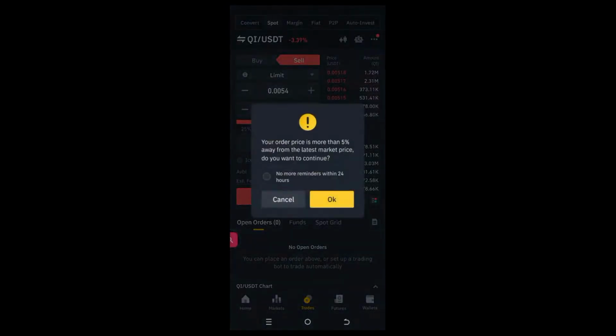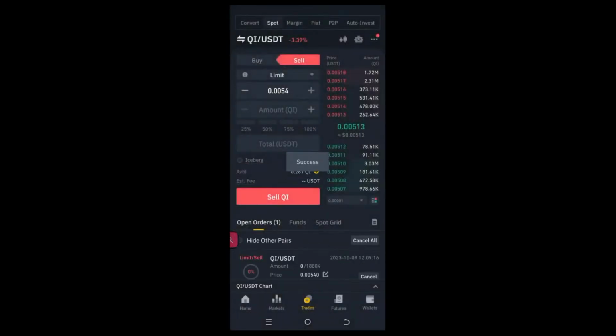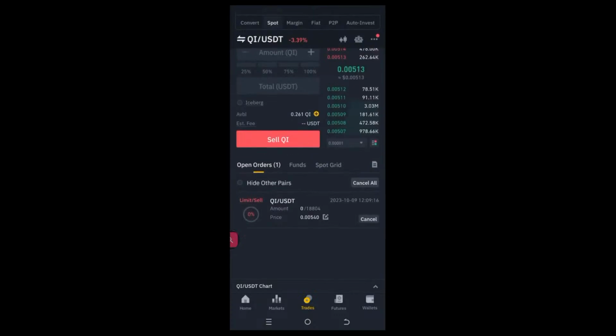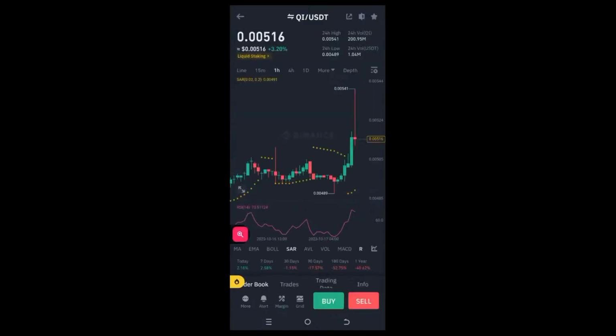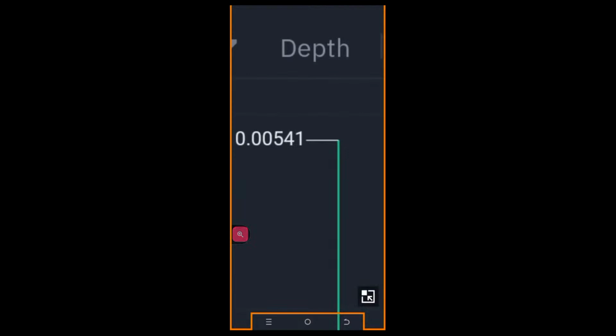Yeah, no more reminders, please. Okay, so here it is. We're currently in the queue. Let's wait for it and see how long this is going to take. And I'll be back to give you the results. Take care. Wow! Can you see how QIUSDT ran all the way to 0.0541?